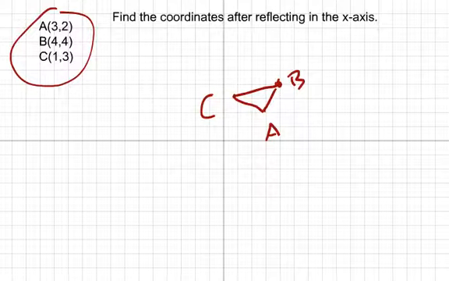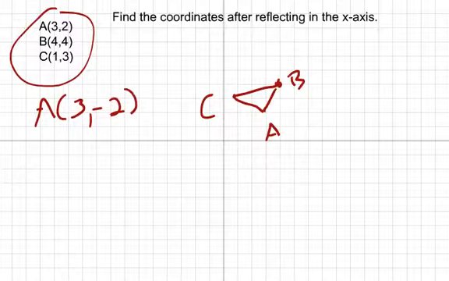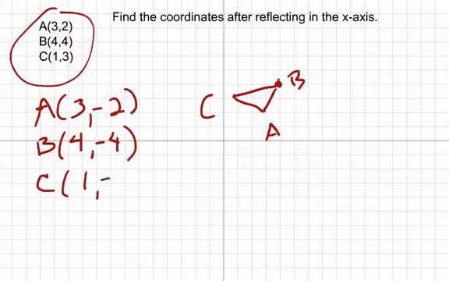Okay, so reflecting it in the x-axis, you actually don't even have to use a coordinate plane. You can just change all of your y values to negative. So if we do that first and then we test to see if we're right, let's try that first. If we change all of the y values for each one into negative, A would now be 3, negative 2. And then B would be 4, negative 4. And C would be 1, negative 3.